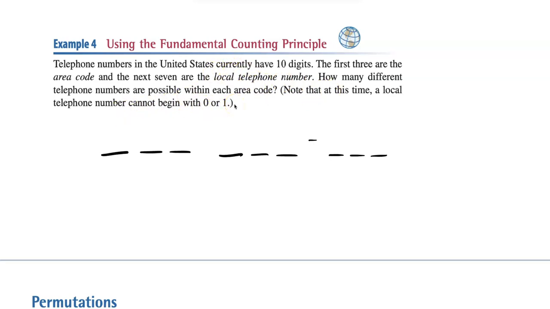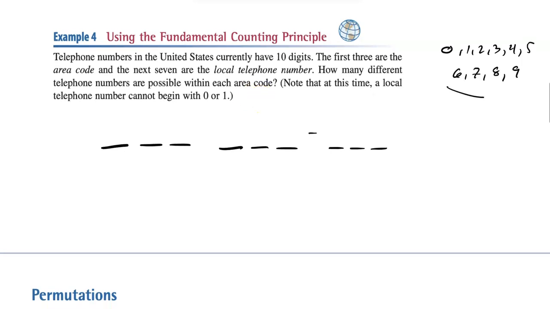If we think about digits, we have 0, 1, 2, 3, 4, 5, 6, 7, 8, 9, the 10 possibilities. We're only caring about the local numbers. Between each area code, how many different numbers do we have? The first number cannot start with 0 or 1. So out of these 10, we skip 0 and 1, so there's only 8 possibilities for that one. All the rest, everything's fair game.